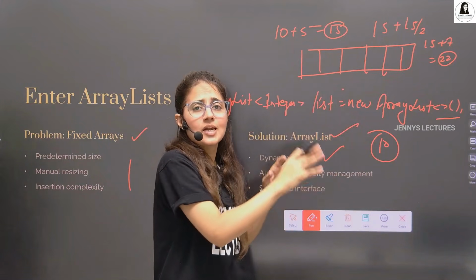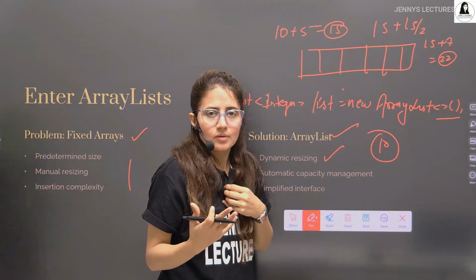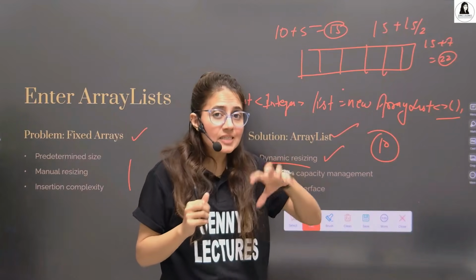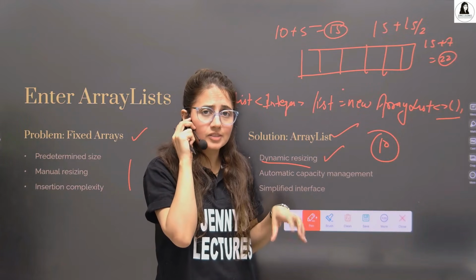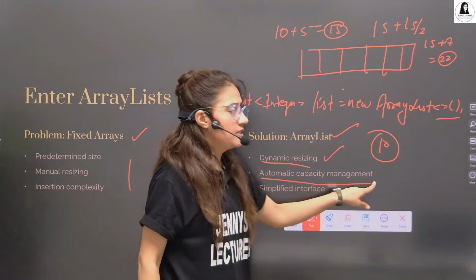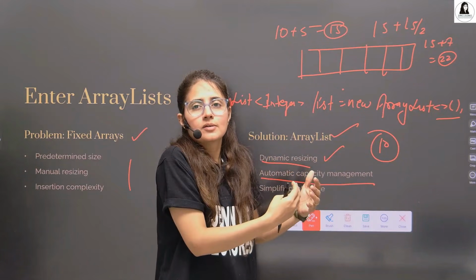But all these things are happening internally. We don't have to do this manually, right? So that's why we say that it's dynamic sizing. We don't have to give the size, but still these things are happening. Here we have automatic capacity management, but still these things are happening internally.